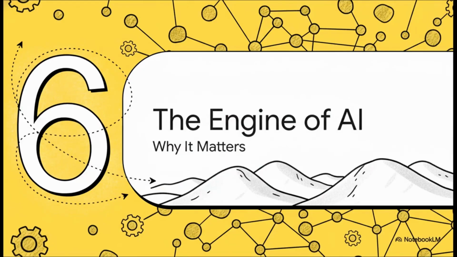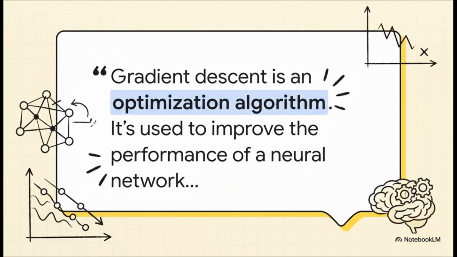And that really brings us back to why this all matters. Why have we been talking so much about walking down imaginary hills? Because this whole idea, this is the engine of AI. This is what makes it all go. I mean, look, the source material says it perfectly. Gradient descent is an optimization algorithm. It's used to improve the performance of a neural network. So anytime you hear that an AI model is being trained, this is what they're talking about. It's this process, this slow, steady, step-by-step walk towards a smaller and smaller mistake.